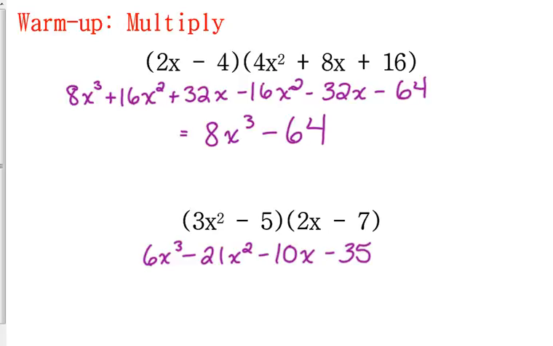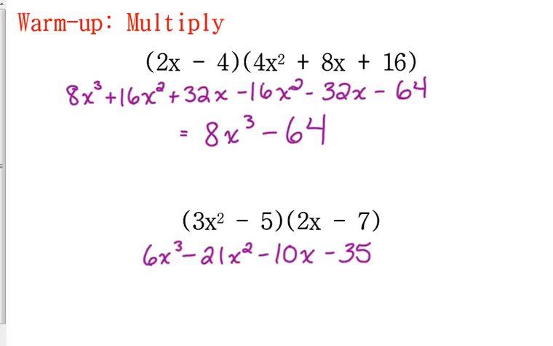Okay, so I had you multiply these out to see what the result is. For the first one, all four of these terms here in the middle cancel out, and we only end up with 8x cubed minus 64. We're going to look at how we go from this expression, this cube, to the factored form of it. And then we're going to look at this one.